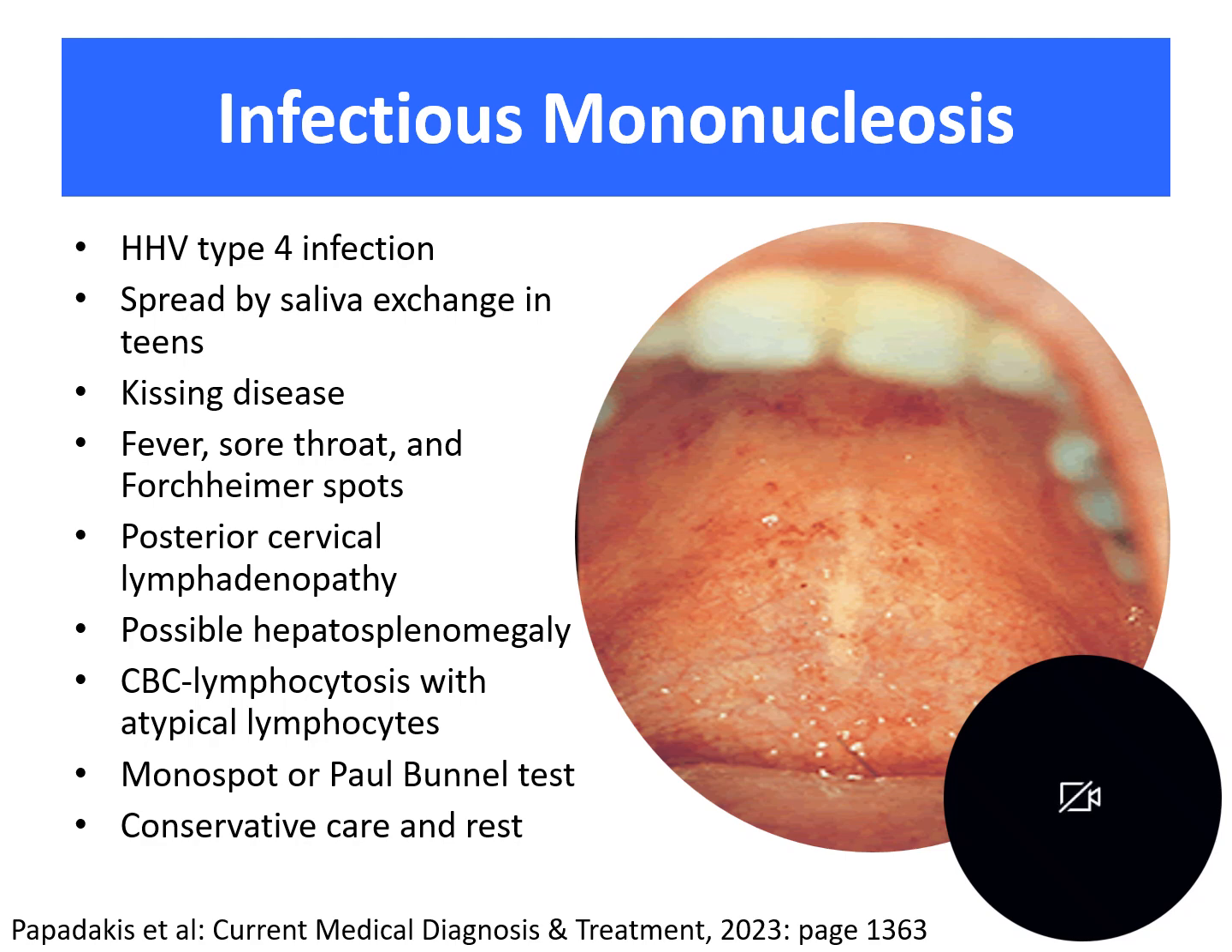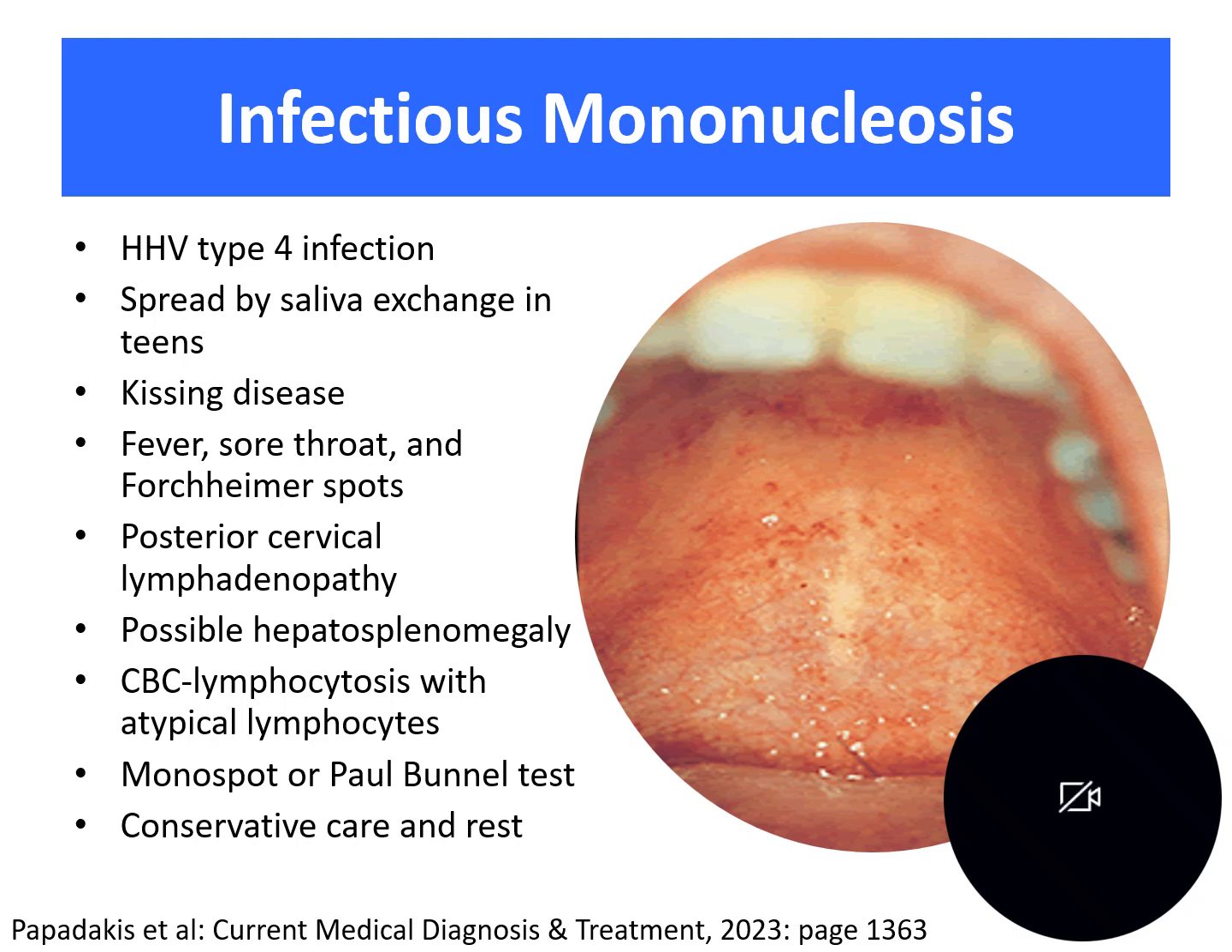Either the Paul-Bunnell test or the monospot test would be ordered. Paul-Bunnell is an older test. Monospot is the newer test. Both of them are heterophile antibody tests. I'm going to repeat that again: heterophile antibody tests. Heterophile means that they use other cells besides human cells. Monospot uses horse red blood cells, and the Paul-Bunnell, which is the older test, used sheep red blood cells.